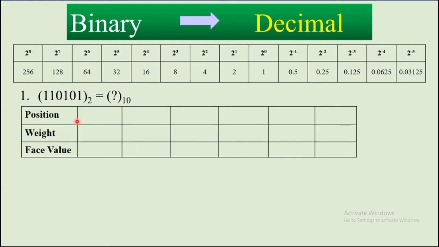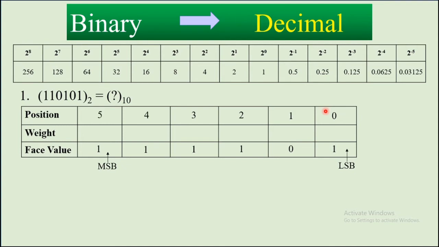For this, first prepare the table. So here write down the position, weight and face value. First we will write the face value starting from LSB to MSB. So given number, start writing it from LSB to MSB. So these are the face values. Now write down the position. While writing the position, start from LSB. So for LSB, position is 0, then 1, 2 and so on.